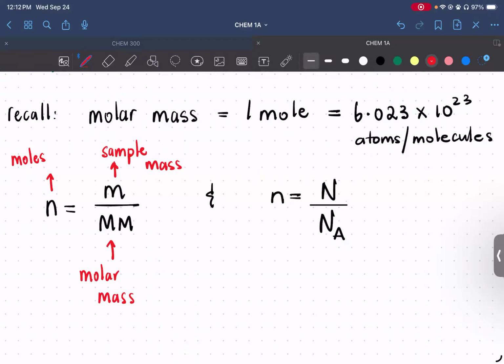In the other equation, same idea. n is moles. Capital N is the number of particles. This can either be atoms or molecules, just depending on what chemical we're referring to. And N sub A is Avogadro's number, that constant 6.023 times 10 to the 23.